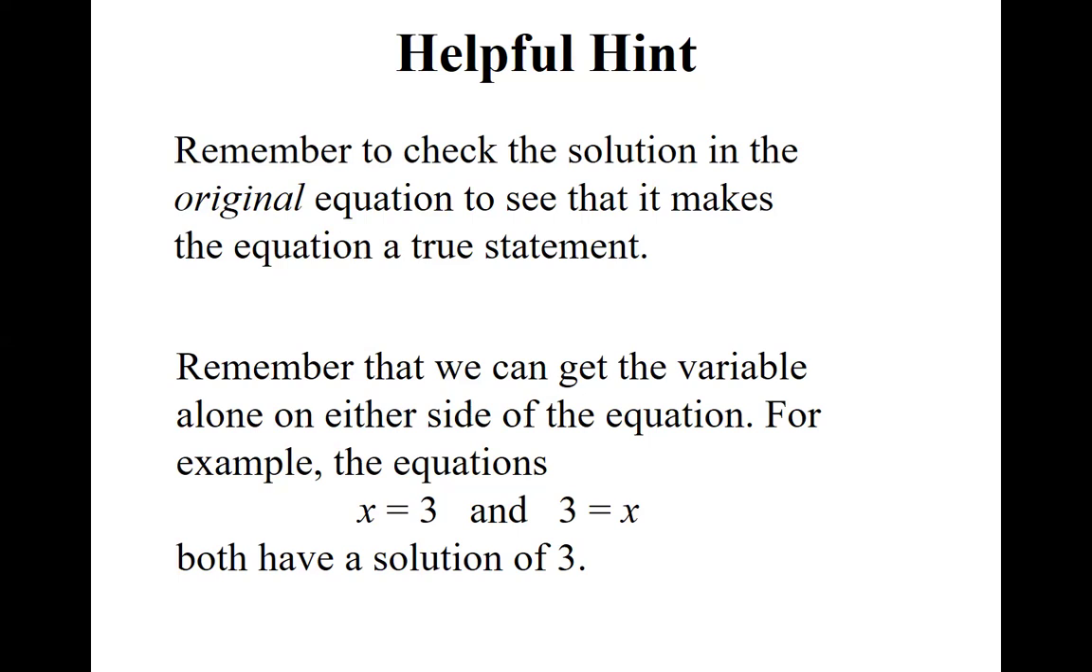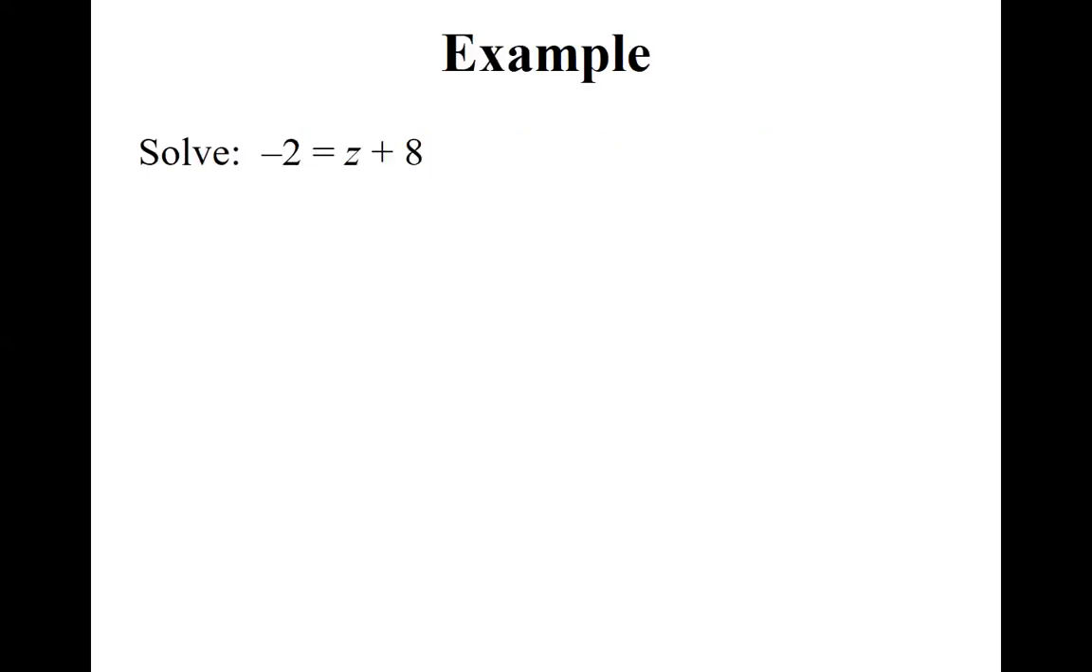And we can get the variable alone on either side of the equation. X equals 3 and 3 equals x. Both of those are saying the solution is 3. So here, negative 2 equals z plus 8. The z is on the right. So this one, we're going to get number equals z. And that's okay. It doesn't have to be z equals number. They mean the same thing.